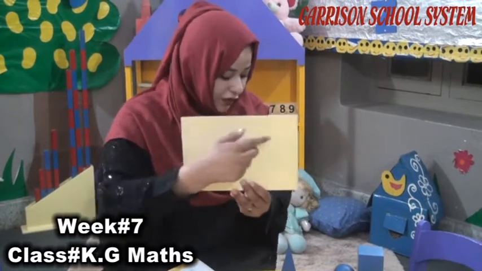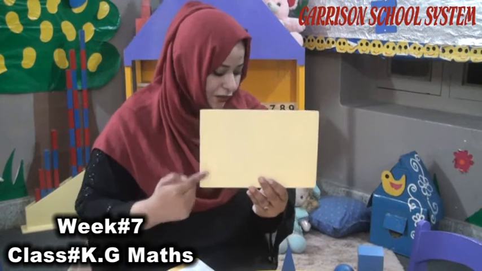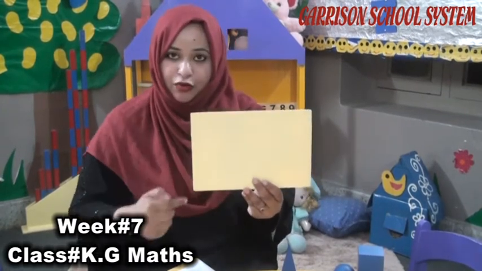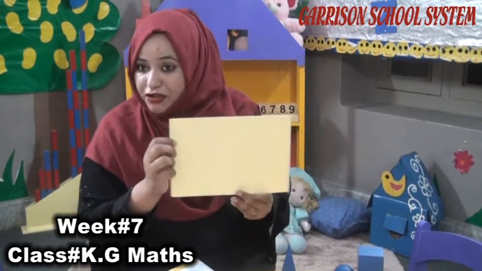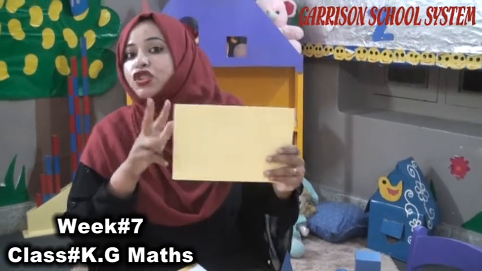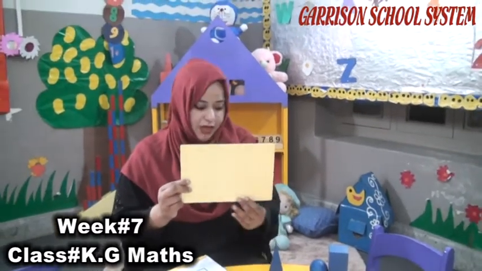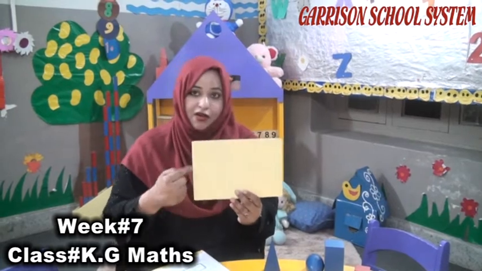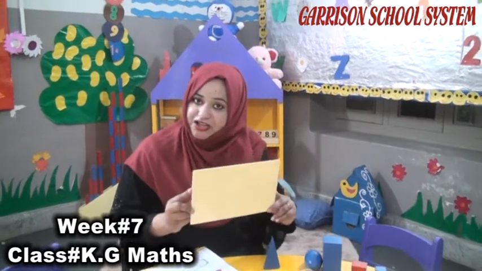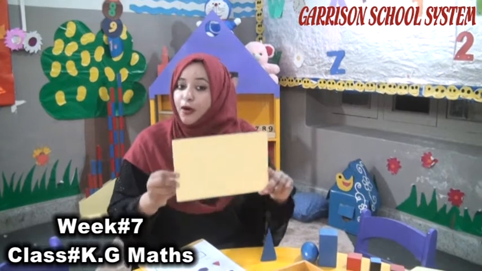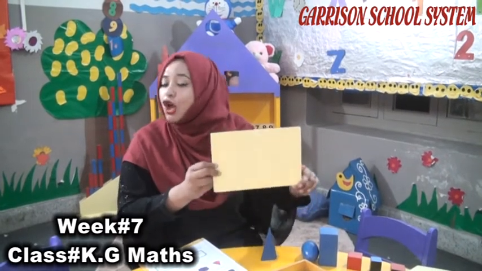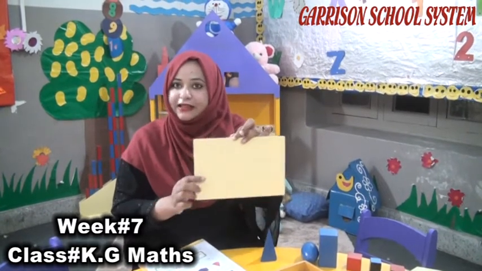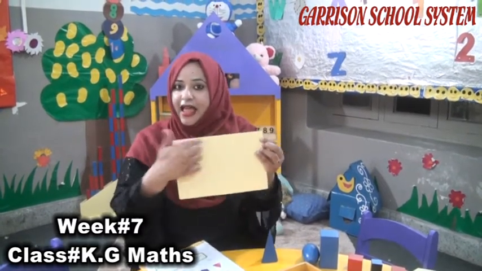The first one is length and then breadth. Length, breadth: 2 dimensions. How many dimensions? A 2D shape always has 2 dimensions: length and breadth. My dear students, it's a 2D shape.